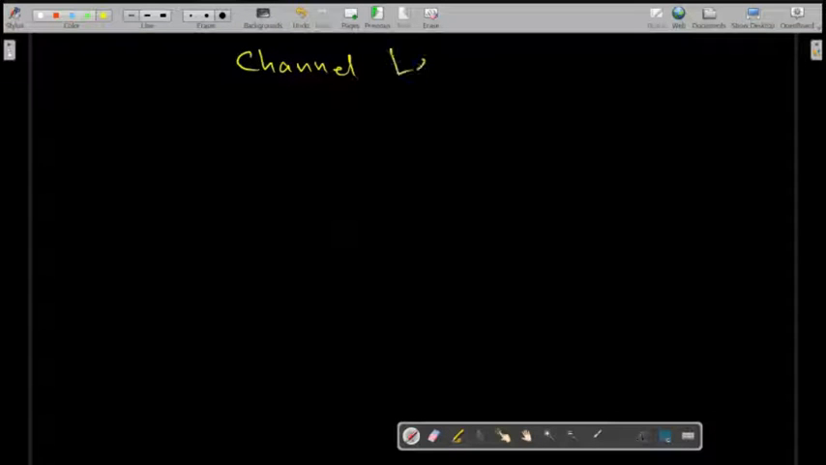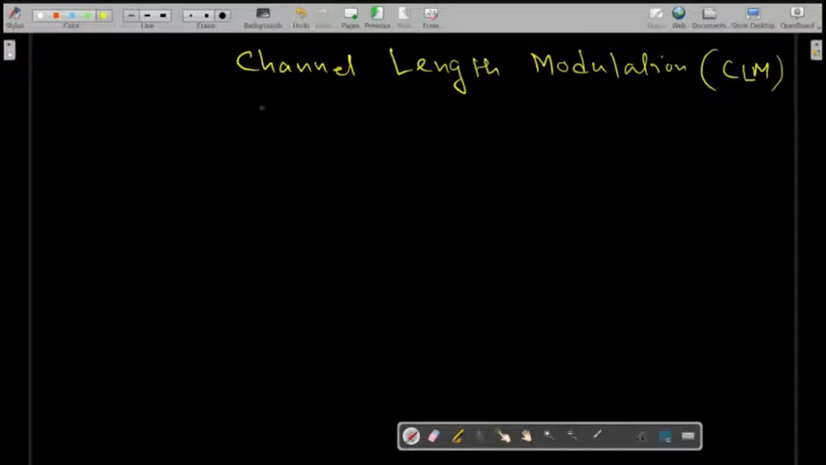Channel length modulation, in brief, is called CLM. So what is channel length modulation? Let us see.